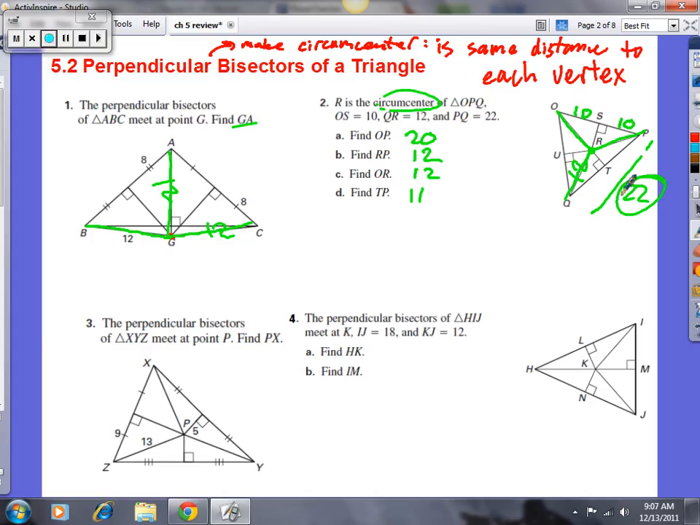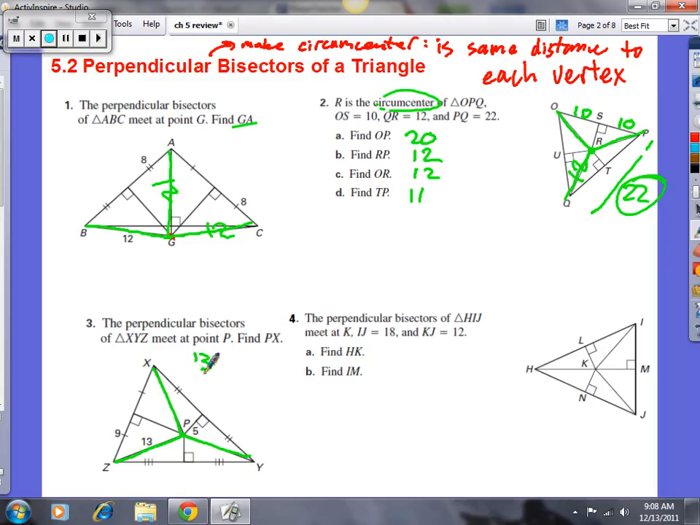Okay, look at number 3. P is your circumcenter right here. So if this line is 13, this line is also 13, and this line is also 13. How far is it from P to X? From P to X has got to be 13.